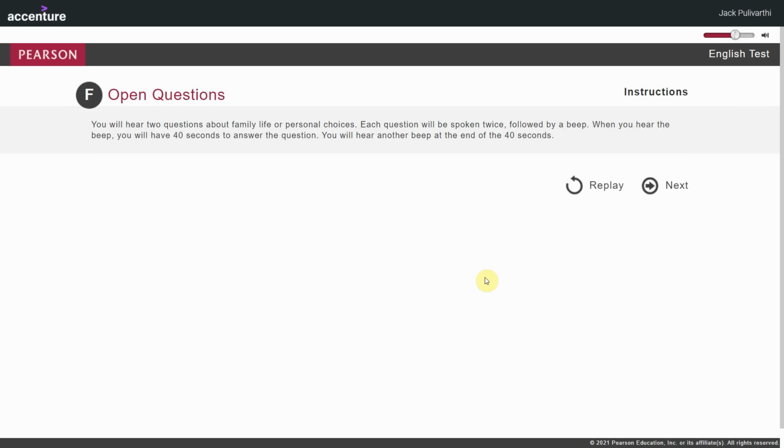Part F. Open questions. You will hear 2 questions about family life or personal choices. Each question will be spoken twice, followed by a beep. When you hear the beep, you will have 40 seconds to answer the question. You will hear another beep at the end of the 40 seconds.